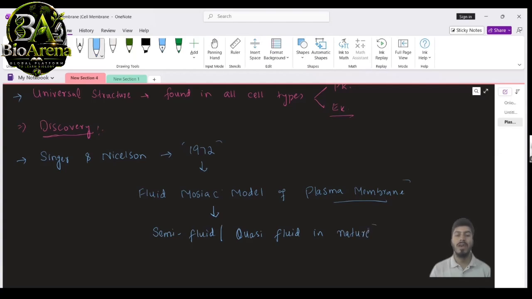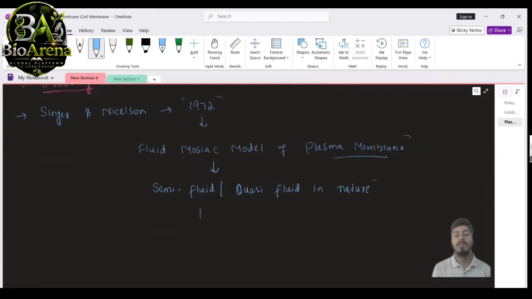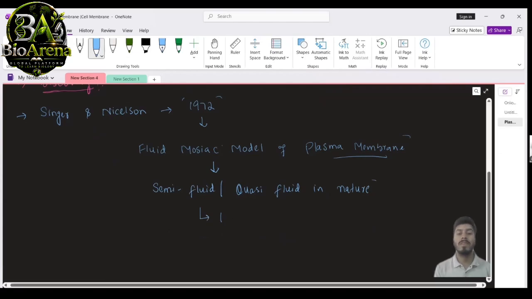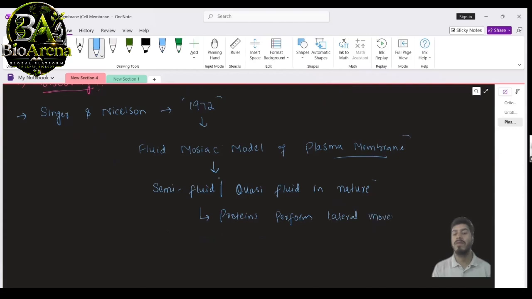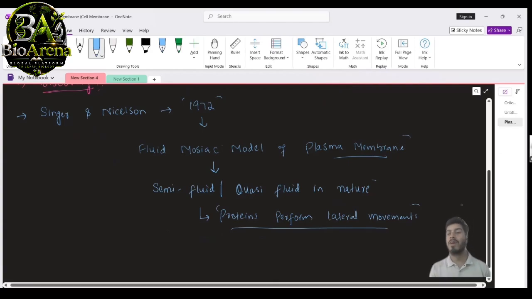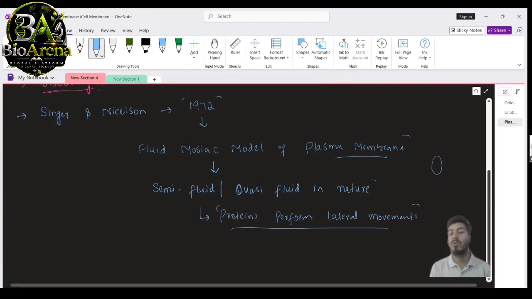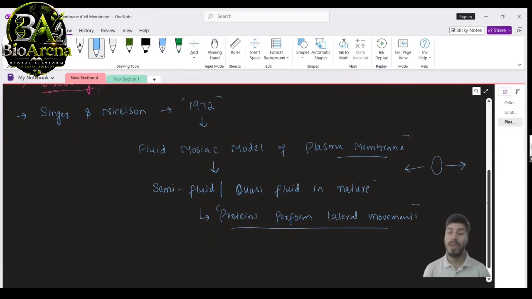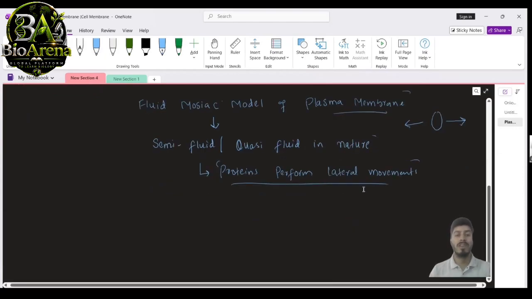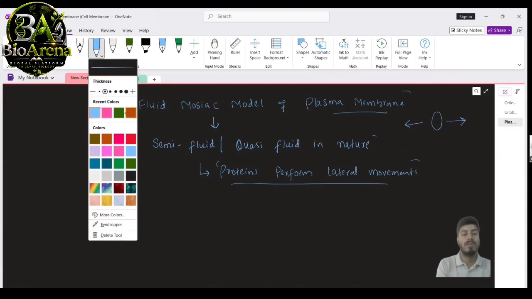In this quasi-fluid structure, proteins perform lateral movements. What are lateral movements? Proteins can go either from the left side to the right side or from right to left. For example, if these are proteins, they can go towards this side or towards this side. This is the lateral movement shown by the proteins. And why do they show it? Because the plasma membrane is semi-fluid in nature. Now let's talk about the structure of the plasma membrane.